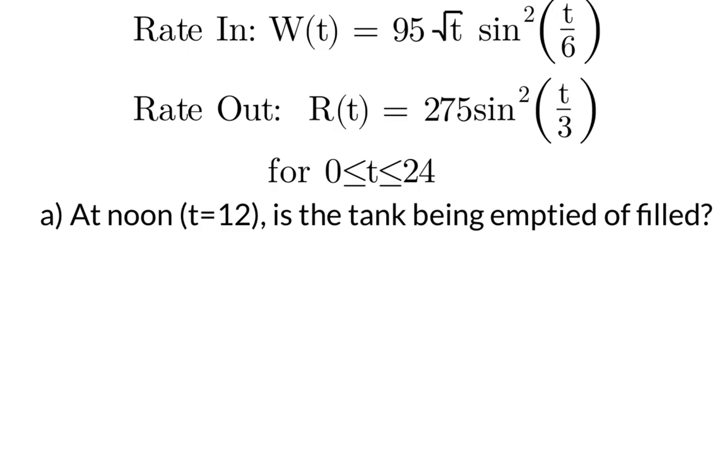Now, first of all, at noon, when T is 12, is the tank being emptied or filled? Now, an important thing to remember with these types of problems and these two functions is that these are rate of change functions. So it's like they're already derivative functions. So when we want to see what W is at noon, we just take 12 and plug it in there, we'll have our 95 square root of 12 times the sine squared of 12 over 6.